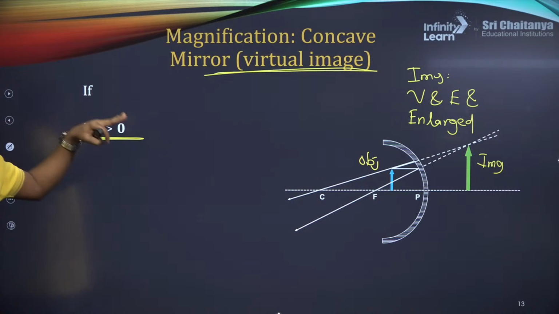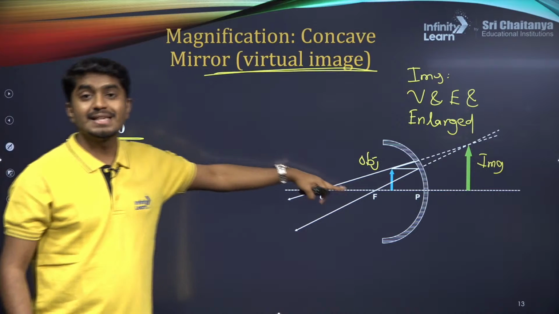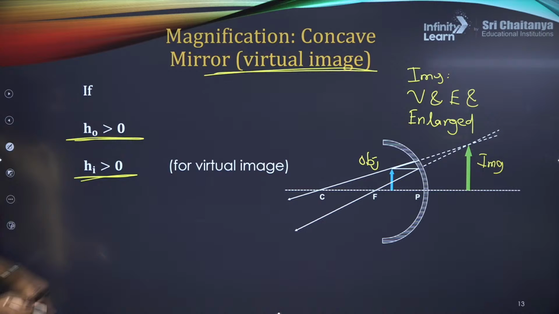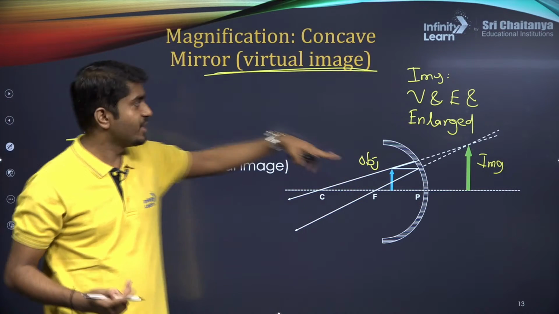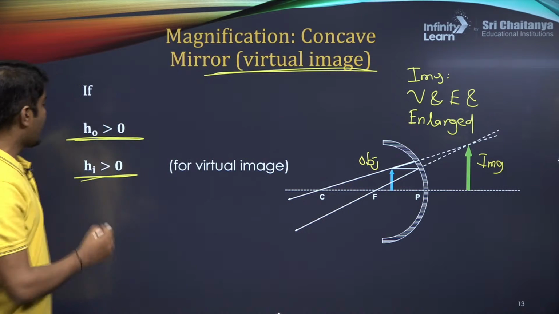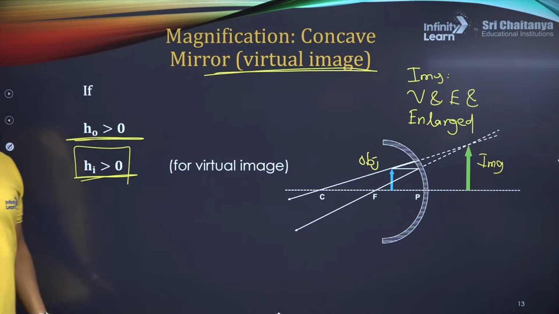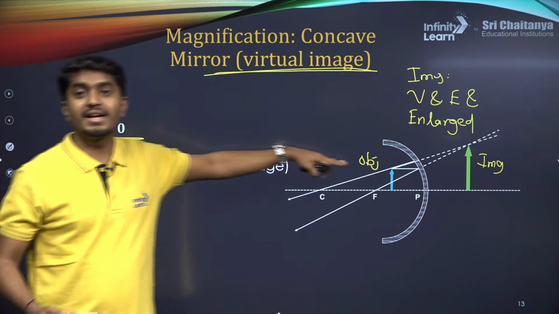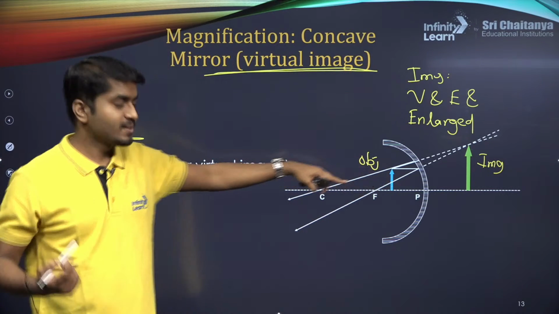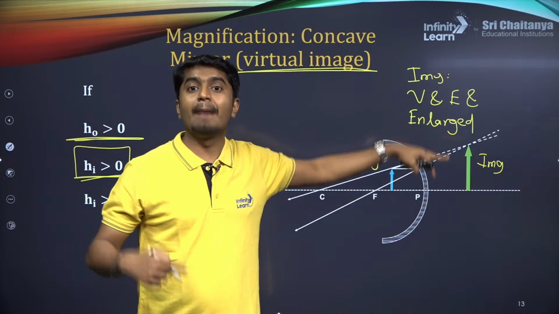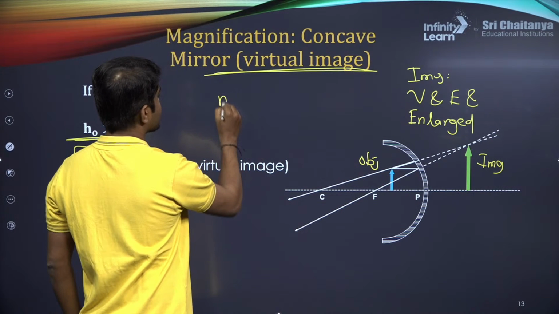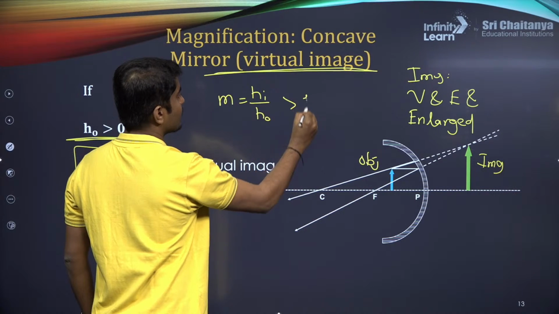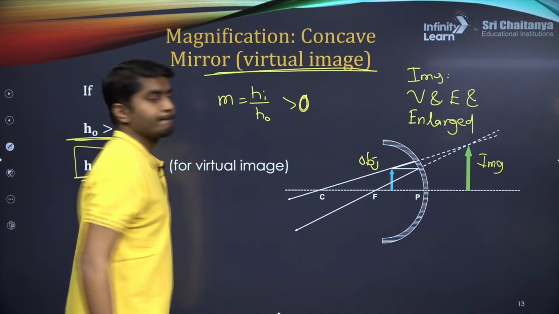Now again we are repeating the similar thing. If the object is above the principal axis, what will happen? Then for the virtual image, the height of the image will also be positive. So in that case, both of them are positive, so magnification will be positive. You got this? Both are above the principal axis, so the magnification, which is the height of the image divided by the height of the object, should be a positive number.